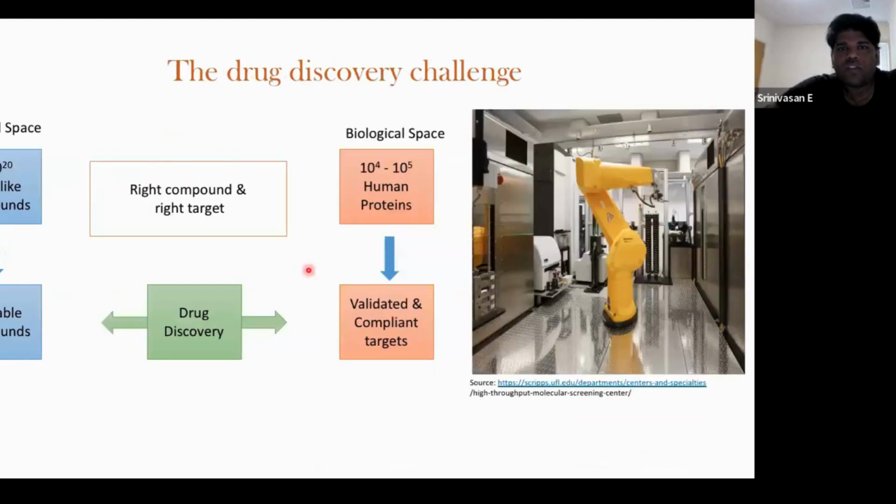So the next question is, what is the challenge with this? People will be asking, it's a very easy process, right? You have a target, you have a compound, you just try to find the fit. So what is the process? What is the hardest task in this?